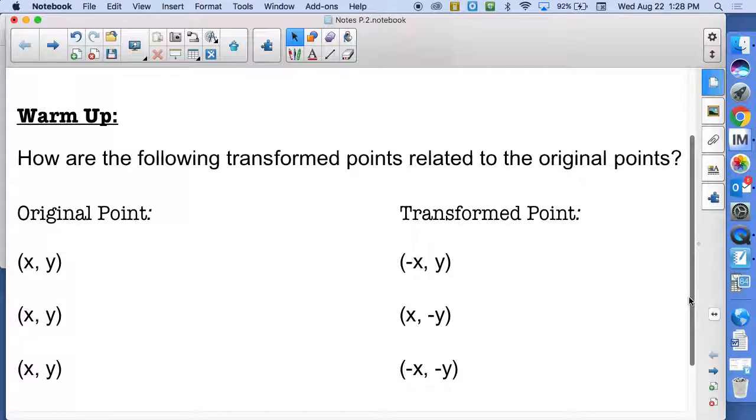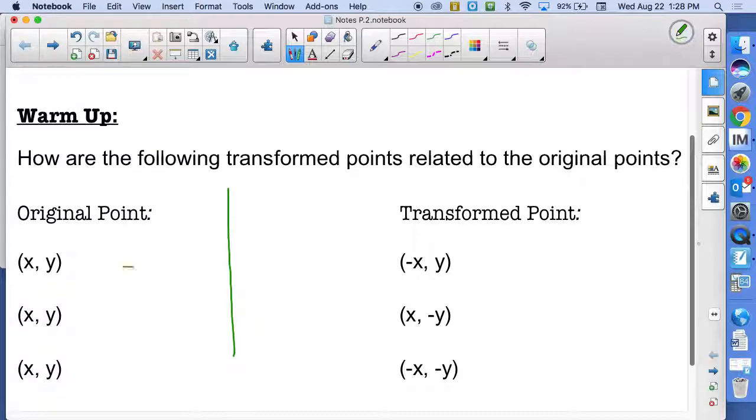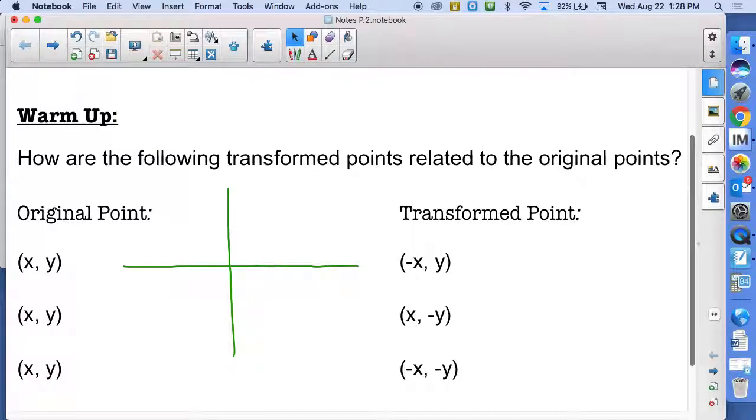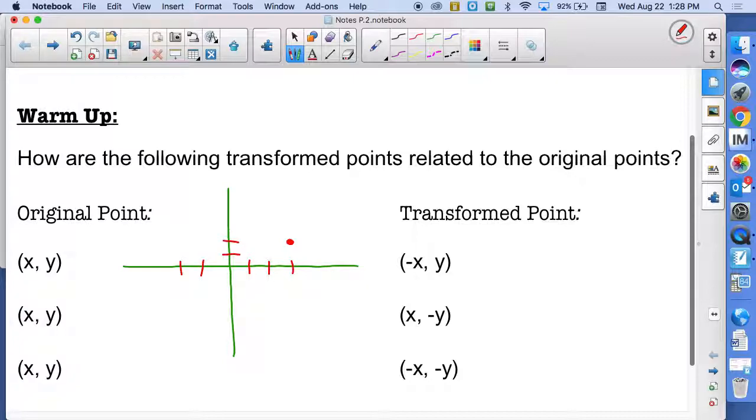All right, so let's look at the warm-up here. So if the original point is (x, y), that means it's going to be somewhere in this first quadrant. We'll just say it's at (3, 2). What happens when you make the x negative, Brandon? It flips over the y-axis. Yeah, so it goes over the y-axis. X is negative, but the y value is the same exact height.